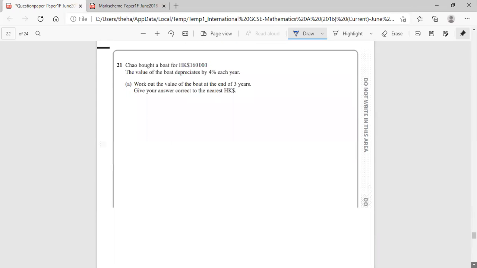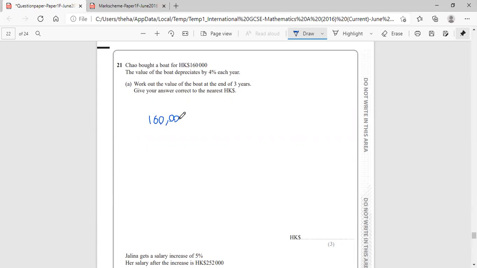So the last question now. Chow bought a boat for 160,000 Hong Kong dollars. The value of the boat depreciates by 4% each year. Work out the value of the boat at the end of 3 years. So what we need to do is get our value. So this is compound interest here. I'll be making a video on this quite soon.